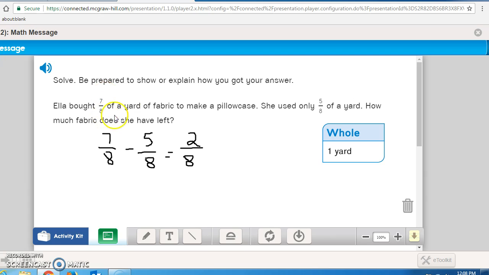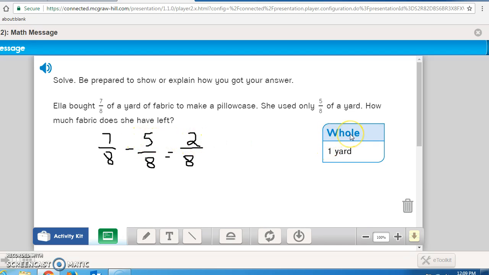Ella bought 7/8 of a yard of fabric to make a pillowcase. She used only 5/8 of a yard. How much fabric does she have left? Well, if you started out with 7/8 and you're taking away 5/8, first we make sure our denominators are the same, and they are, so we leave that alone and write it down. And then we subtract the two numerators. 7 minus 5 equals 2.